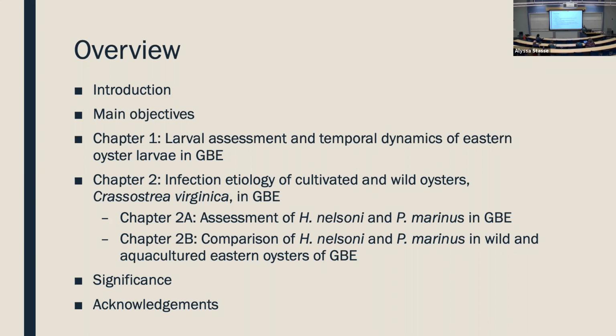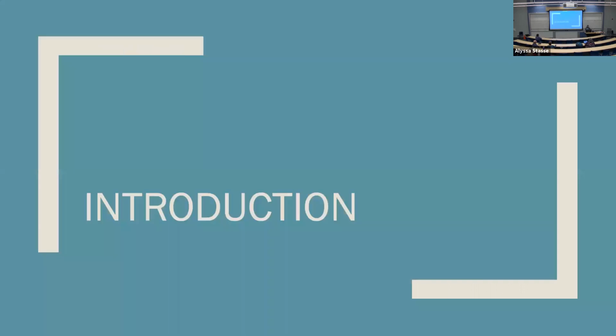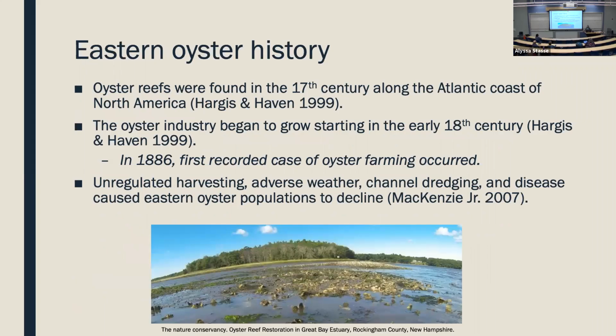Chapter 2 then looks at the infection etiology of cultivated and wild oysters. So I'll be looking at 2 diseases, Haplosporidium nelsoni and Perkinsus marinus in Great Bay. I'll be looking at them through the water column in chapter 2A, and then in chapter 2B, I'm going to be looking at how the diseases are in farmed and wild oysters. Then I'm going to be talking about the significance of this study and then follow it up by acknowledgements and questions. So a little introduction.